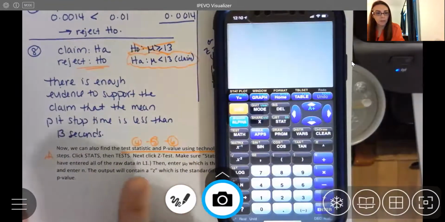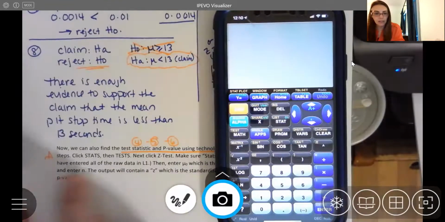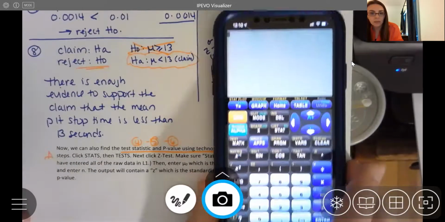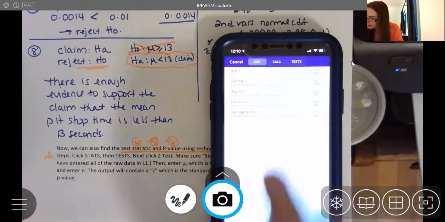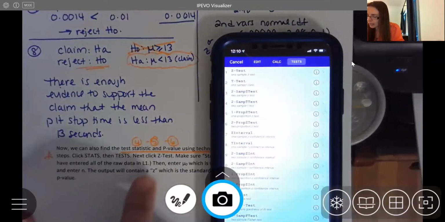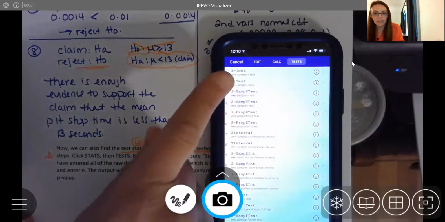All right, so we're going to press stat first. There it is, stat first. Then over the top, go over to test instead, and you're going to click the first one, which says Z-test.